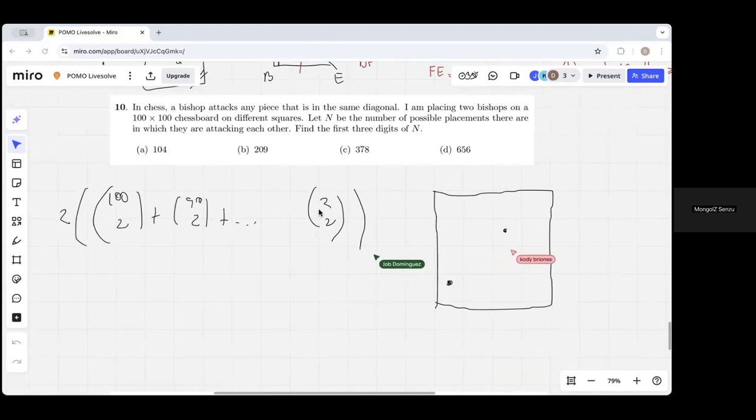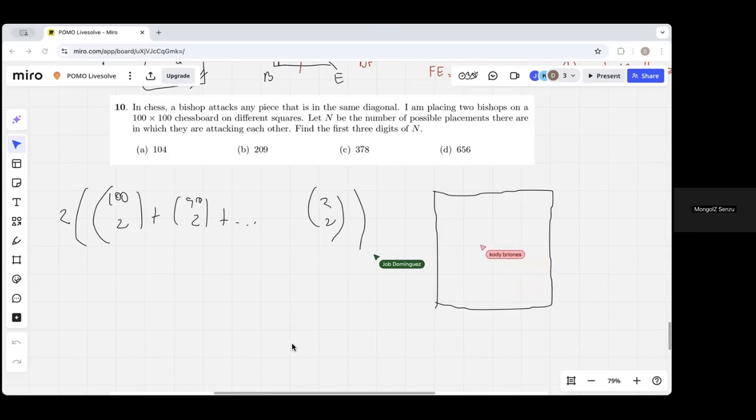So if two bishops are attacking each other, if they're on the same diagonal, that means you can connect the two bishops like this. Incidentally, connecting them like this always forms a square. Why? Because the bishop always attacks along the diagonal. And if it's on the same diagonal, then you can draw a square with the two bishops as the corners. So very neatly, the amount of arrangements wherein two bishops attack each other is just the amount of squares that you can make in a grid.